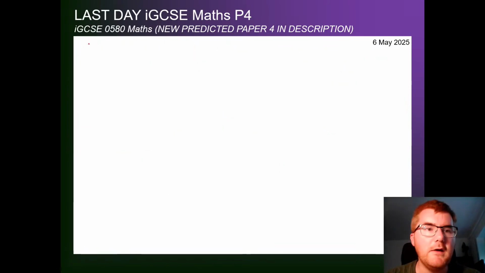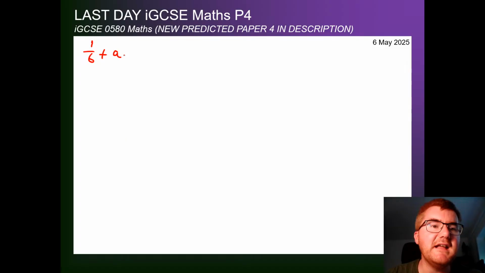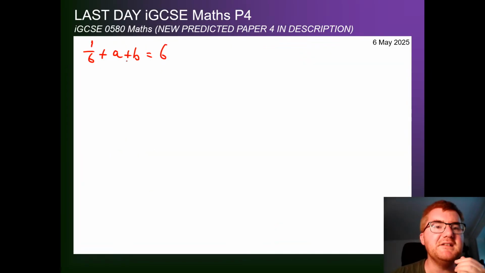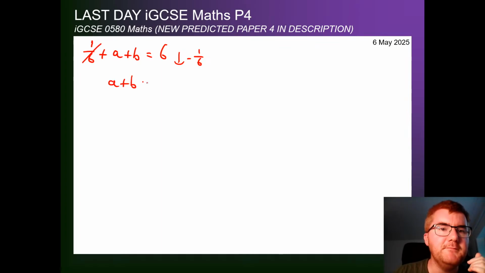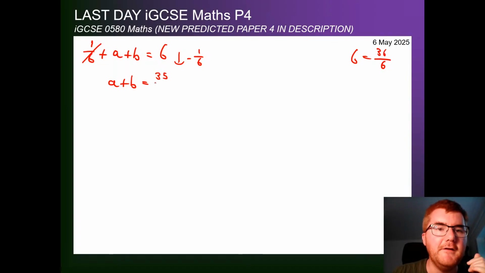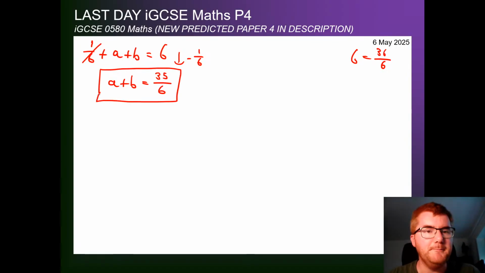So let's take the 1 over 6 plus a plus b is equal to 6. And let's just minus a 6th from both sides. So if we do that, this cancels, giving us a plus b. And then 6 minus a 6th. Notice 6 is the same as 36 over 6. So we subtract a 6th from that. We're going to get 35 over 6. So that's our first equation, and we can work with that in a moment.